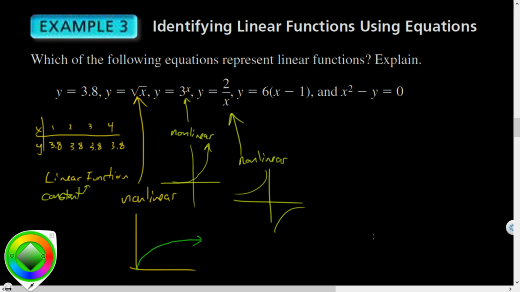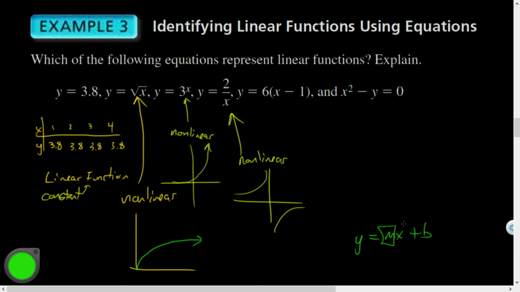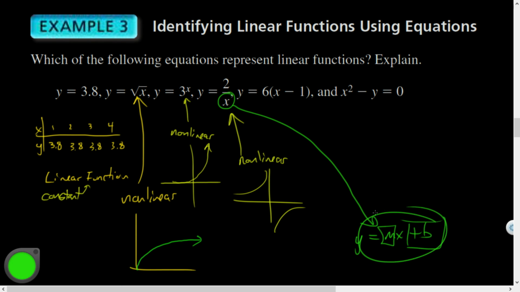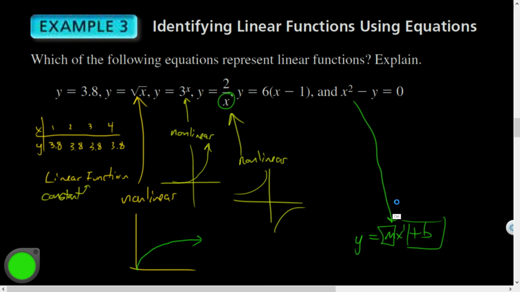Earlier, remember what we said a linear equation looks like? y equals mx plus b. If it's not some number being multiplied by x plus a constant, it is not a linear function. So I can't have a variable in a denominator. I can't rewrite that to look like that. I can't have a variable under a square root or in an exponent. I can't have x being squared. There are no exponents besides 1 here.